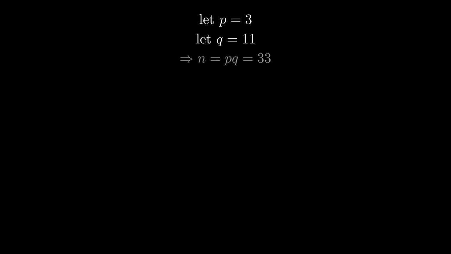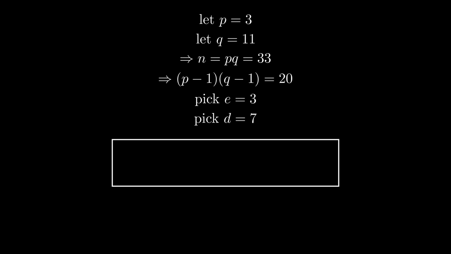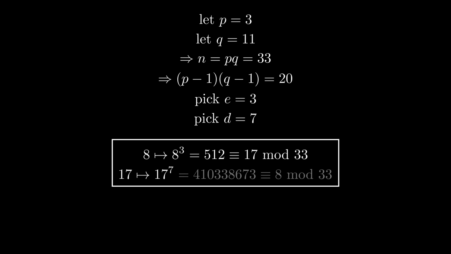Let's do an explicit example. Let p be 3 and let q be 11 so that n is 33 and p-1 times q-1 is 20. We can pick the public exponent e to be 3 since 3 is coprime to 20. And we can pick the private exponent d to be 7 because then e times d is 1 mod 20. Then, for example, the number 8 would be encrypted as 8 to the 3, which is 17 mod 33. And 17 would be decoded back to 8 by raising 17 to the 7 and taking the result mod 33.